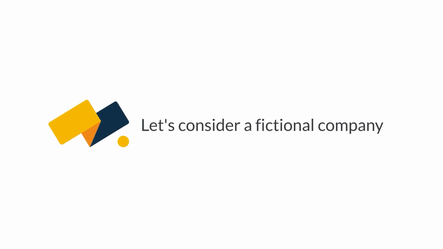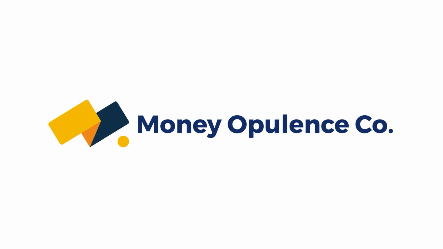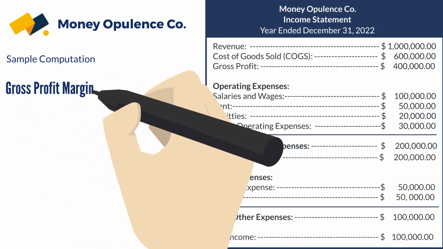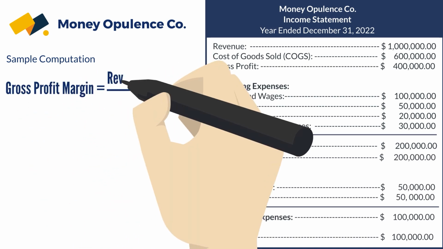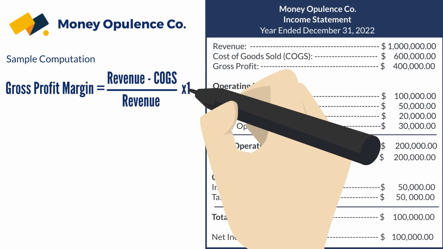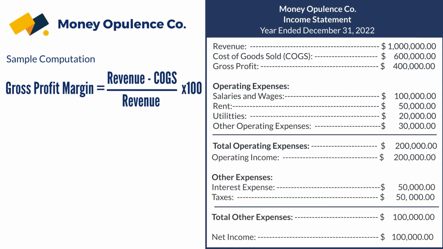How to calculate profit margin. Let's consider a fictional company called Money Opulence Corporation and use its income statement to calculate each type of profit margin. To calculate the gross profit margin, divide the difference between the revenue and the cost of goods sold, or COGS, by the revenue. Multiplying the result by 100 gives the percentage.